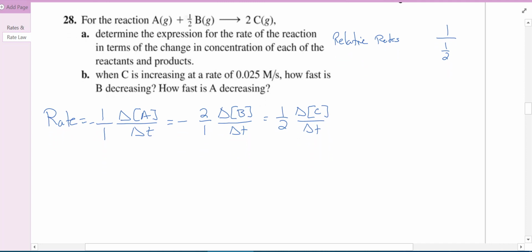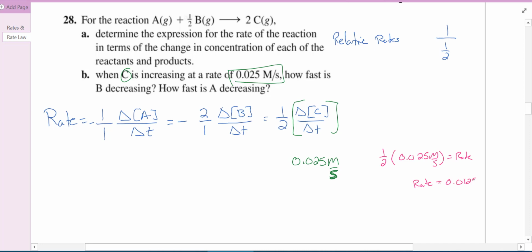Okay, so when C is 0.025 molarity per second, that's what C is. How fast are A and B going? I always recommend going to the rate. So I'm going to do 1/2 of 0.025 molarity per second equals my rate. So my rate happens to be 0.0125 molarity per second.